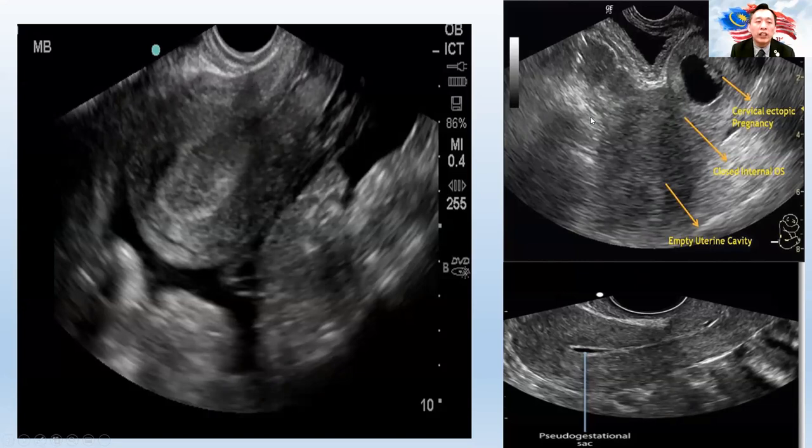The most important thing is to look for whether the uterus is empty, whether there's a sac or no sac, and fluid collection. If there is a fluid collection and the uterus is empty, then it's time to refer. Otherwise, if you think the patient is stable, then you can just repeat another HCG. Maybe it's just a miscarriage.